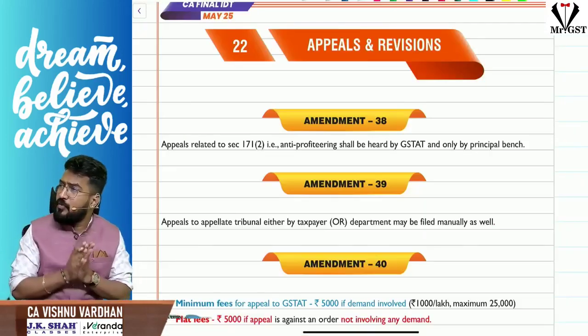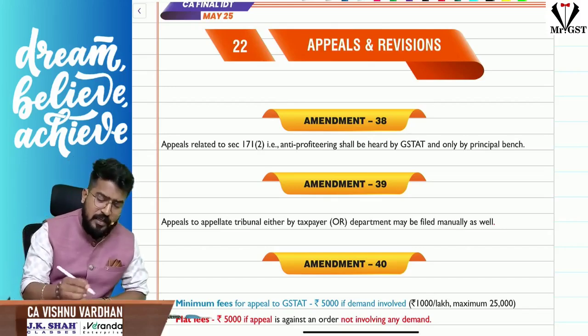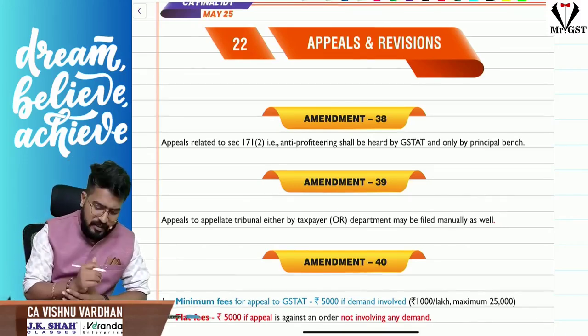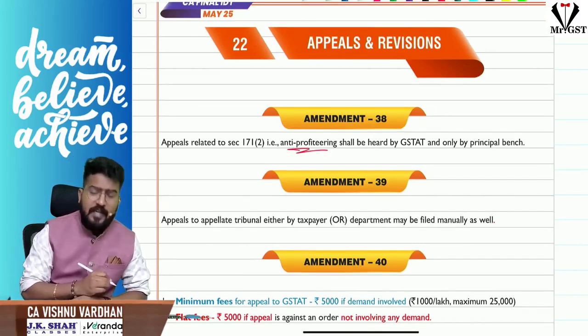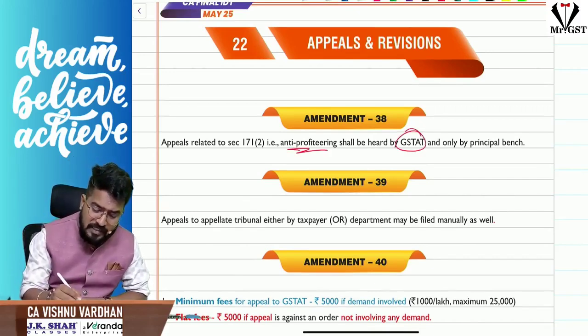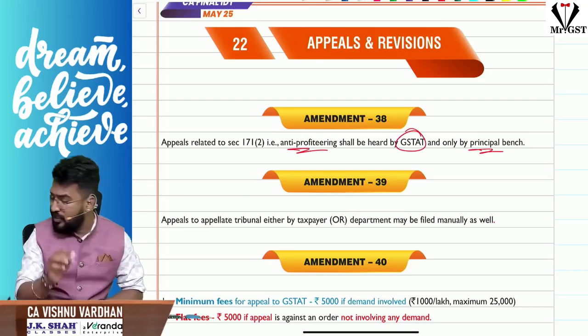Next chapter coming with appeals and revisions. Please understand the small amendments here and there. Sir, the cases related to anti-profiteering clause now can be heard even by GSTAT. Sir, that too only the principal bench.